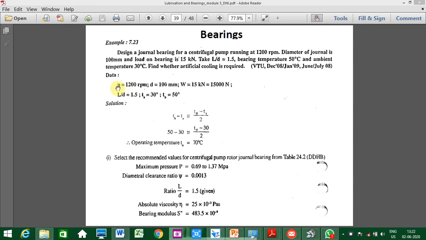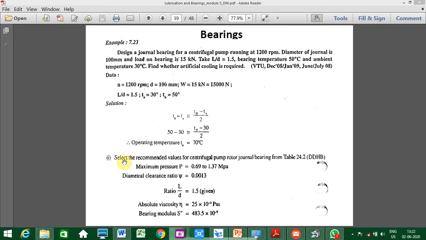So the given data, you write down. It is a design problem. RPM n equal to 1200, diameter is 100, load is 15 kilonewton, 15,000 Newton. L by D ratio is 1.5. Ambient temperature TA is 30 and bearing temperature TB is 50 degrees centigrade. TB minus TA approximately equals (T naught minus TA) divided by 2. So find out T naught, the operating temperature. Put all the values of TB and TA. You get T naught equal to 70 degrees centigrade.